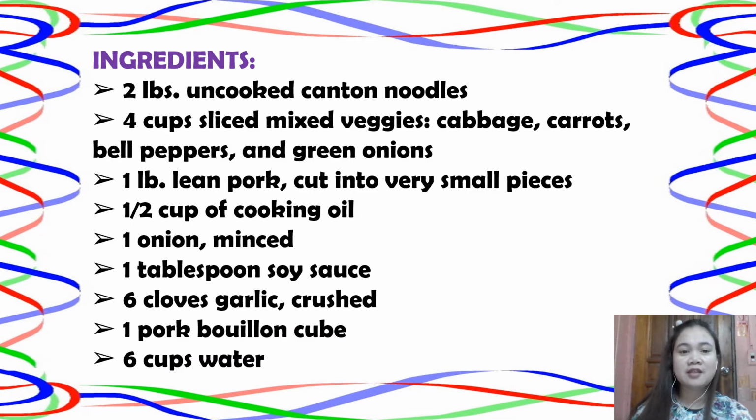Now, here are the ingredients in making pancit canton. 2 lbs or 2 pounds uncooked canton noodles, 4 cups sliced mixed veggies such as cabbage, carrots, bell peppers, and green onions, 1 lb or 1 pound lean pork cut into very small pieces, 1/2 cup of cooking oil, 1 onion minced, 1 tablespoon soy sauce, 6 cloves garlic crushed, 1 pork bouillon cube, and 6 cups water.